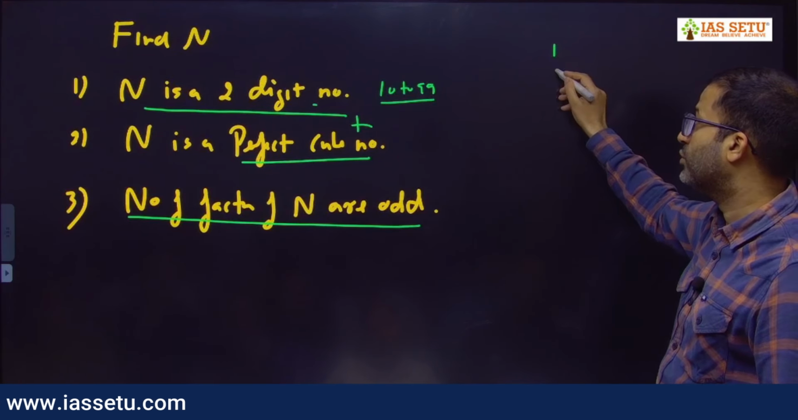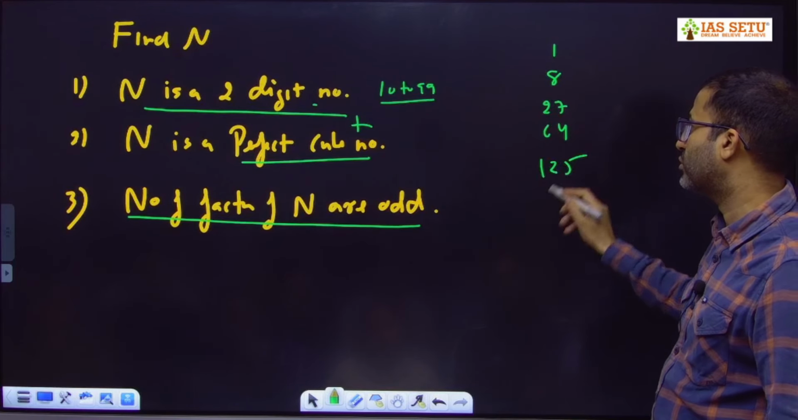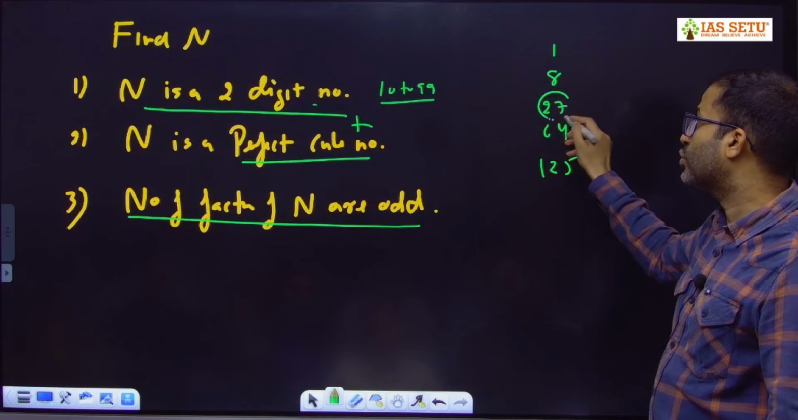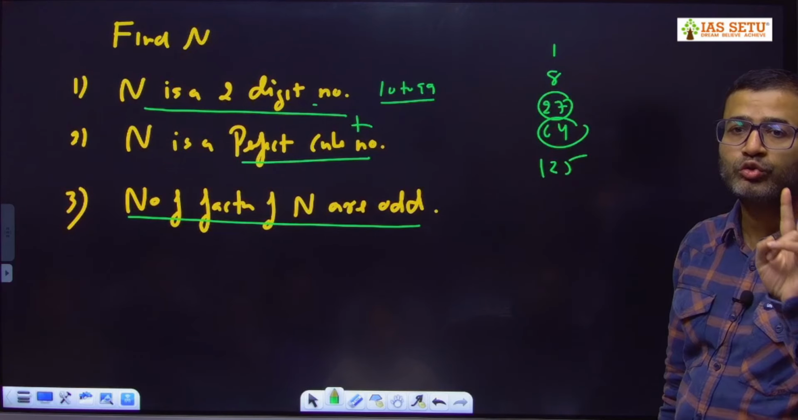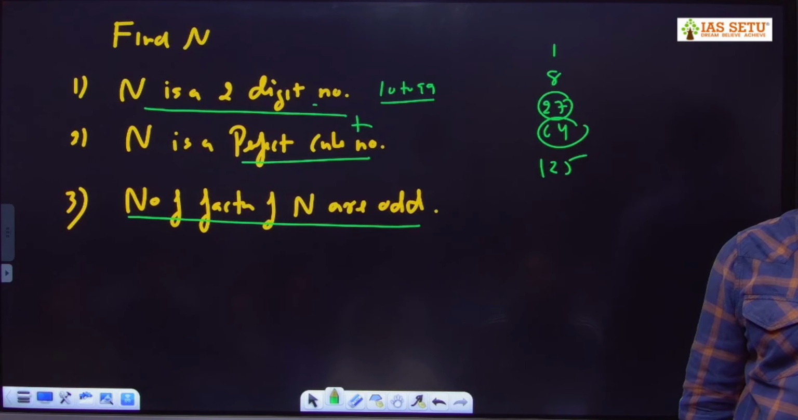You have 1, you have 8, you have 27, you have 64, then you have 125. Tell me how many are 2-digit numbers. So there are only 2-digit numbers which are perfect cubes: दो ही number हैं, 27 and 64.